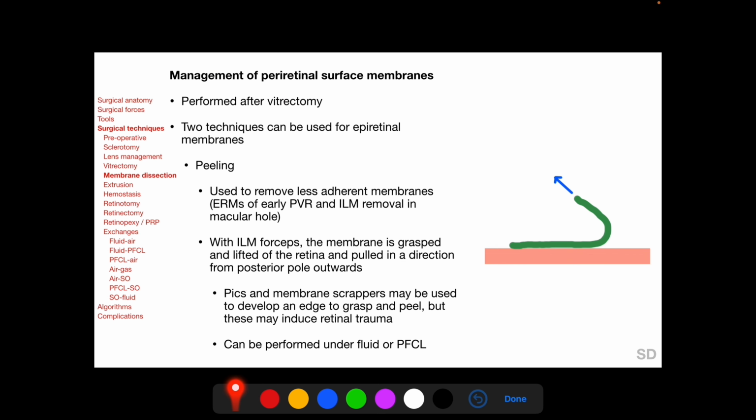Two techniques can be used for epiretinal membranes: peeling, and segmentation with or without delamination. As we have mentioned earlier in this session, peeling is used to remove less adherent membranes such as epiretinal membranes of early proliferative vitreoretinopathy and the inner limiting membrane in macular holes. With ILM forceps, the membrane is grasped and lifted off the retina and pulled in a direction from posterior pole towards the periphery, and peeling can be done under fluid or PFCL. Following vitrectomy, fluid refers to either the infusion fluid filling the vitreous cavity or aqueous secreted from the ciliary body.